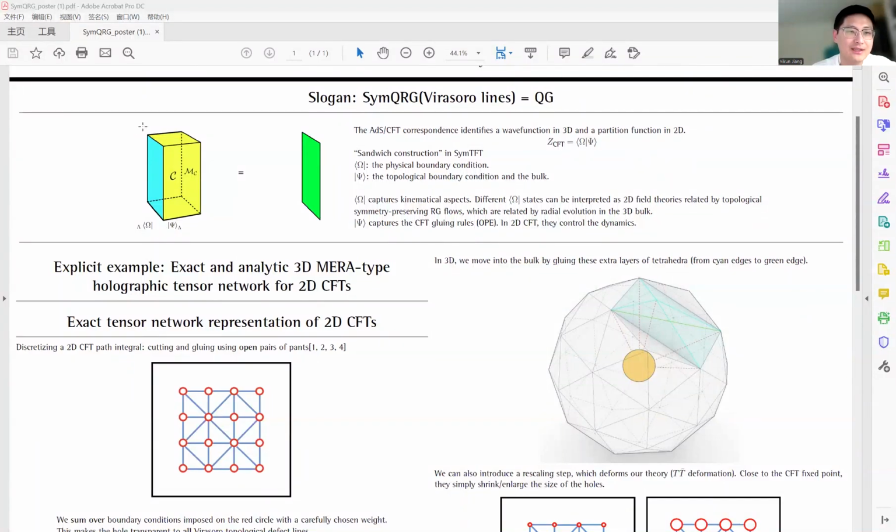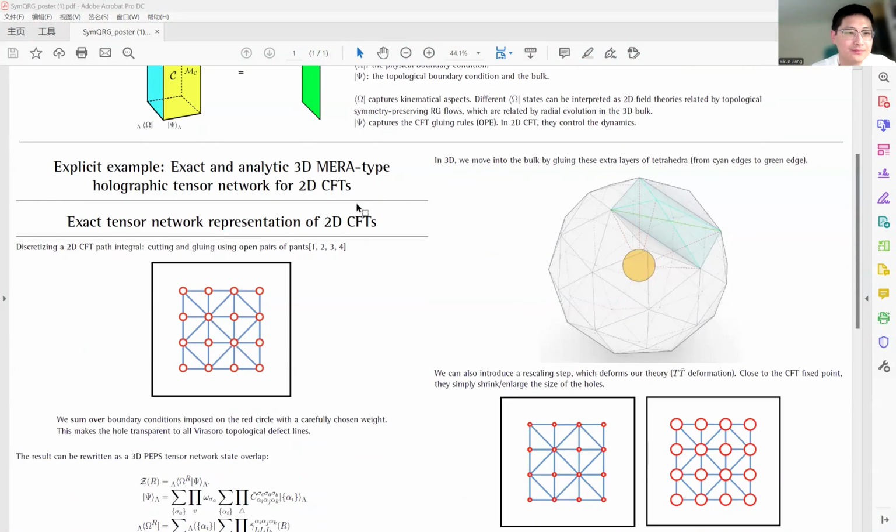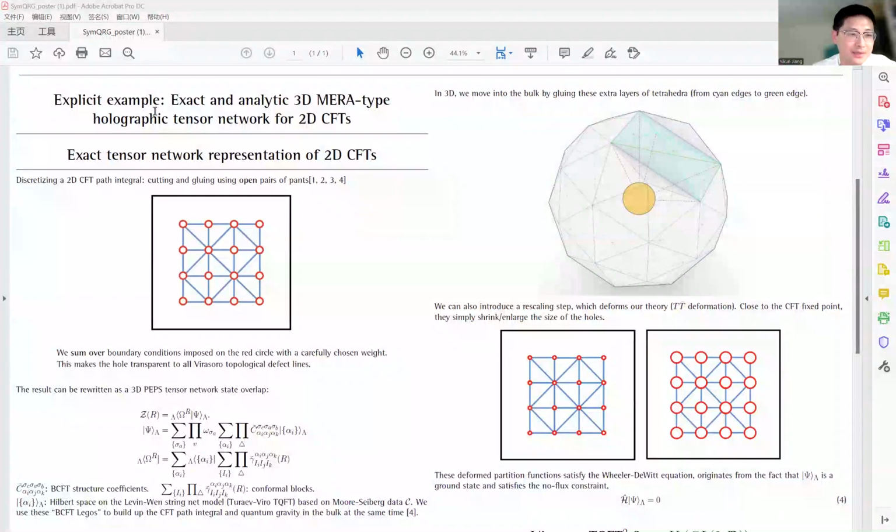And we propose that actually there's a family of such boundary conditions which has scale in them and can be interpreted as RG flows between different theories. And there's a cat state. The cat state is associated to a topological boundary condition, which captures all the OPE coefficients of the theory. Let me show you an explicit example.